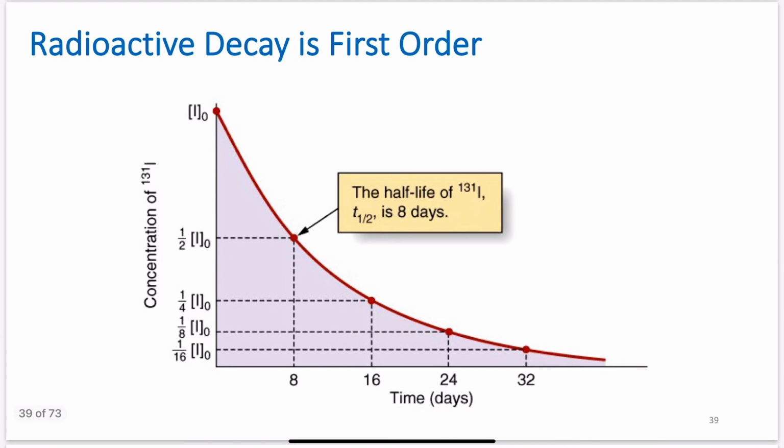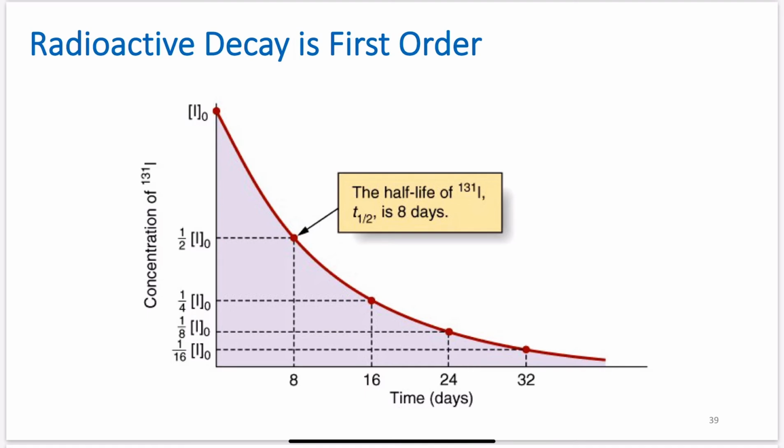Radioactive decay. So the half-life of iodine-131 is 8 days. That means after 8 days, half the sample has decomposed or broken down. Half the sample is no longer radioactive. After another 8 days, so after 16 days, we're down to 1/4 of the original concentration. After 24 days, an additional 8 days, we're down to 1/8 of the original concentration. After 32 days, we're down to 1/16 of the original concentration. That's what I mean by half-life and half of it decomposing. Half of it is no longer radioactive after each time.